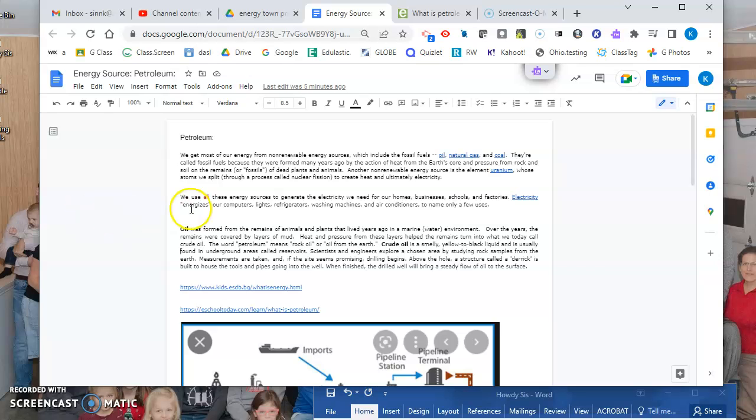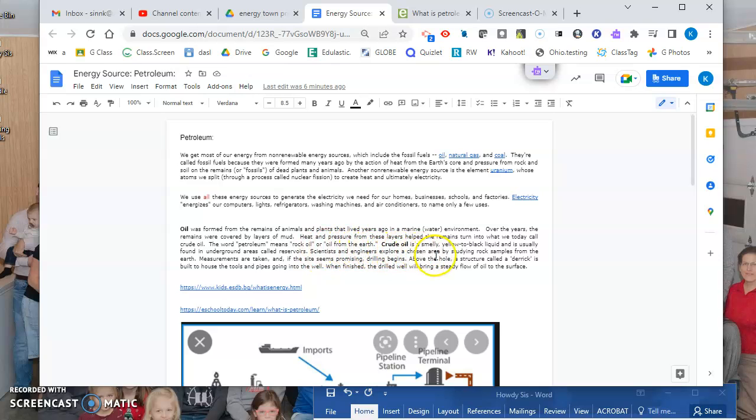Oil is formed from the remains of animals and plants that lived many years ago in marine or water environments. Over the years, the remains were covered by layers of mud, and then heat and pressure from these many thick layers helped the remains turn into what we call today crude oil. The word petroleum means rock oil or oil from the earth.